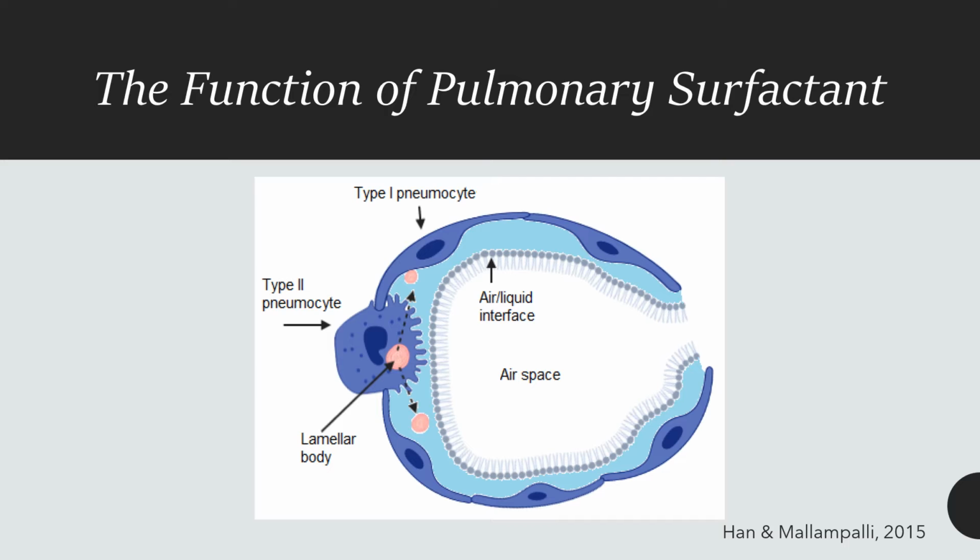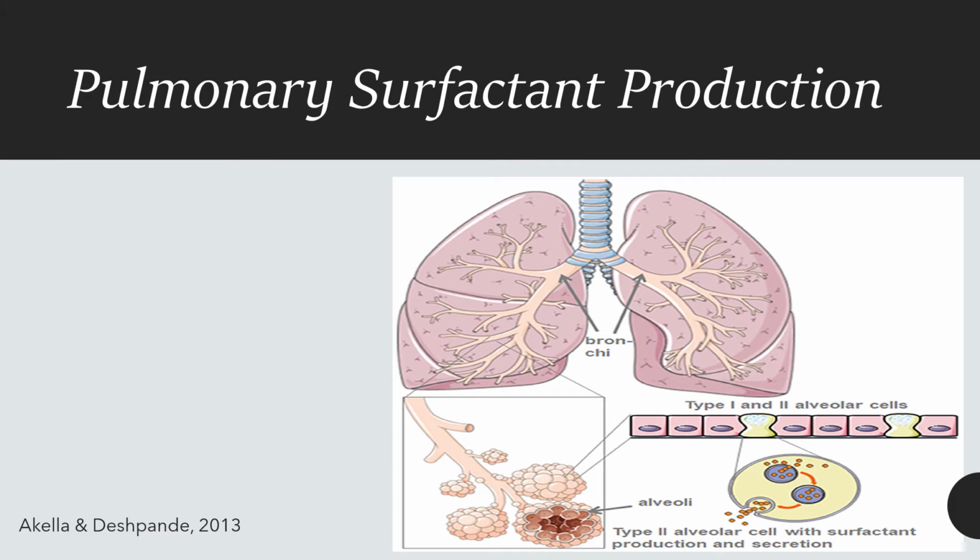Now that we know the function of pulmonary surfactant, let's move on and discuss how it is produced. Pulmonary surfactant is produced by the alveolar type II cells, which are found within the lungs. Phosphatidylcholine and phosphatidylglycerol are the major lipid constituents of pulmonary surfactant. SPA, SPB, SPC, and SPD are the proteins which make up this combination of lipids and proteins.